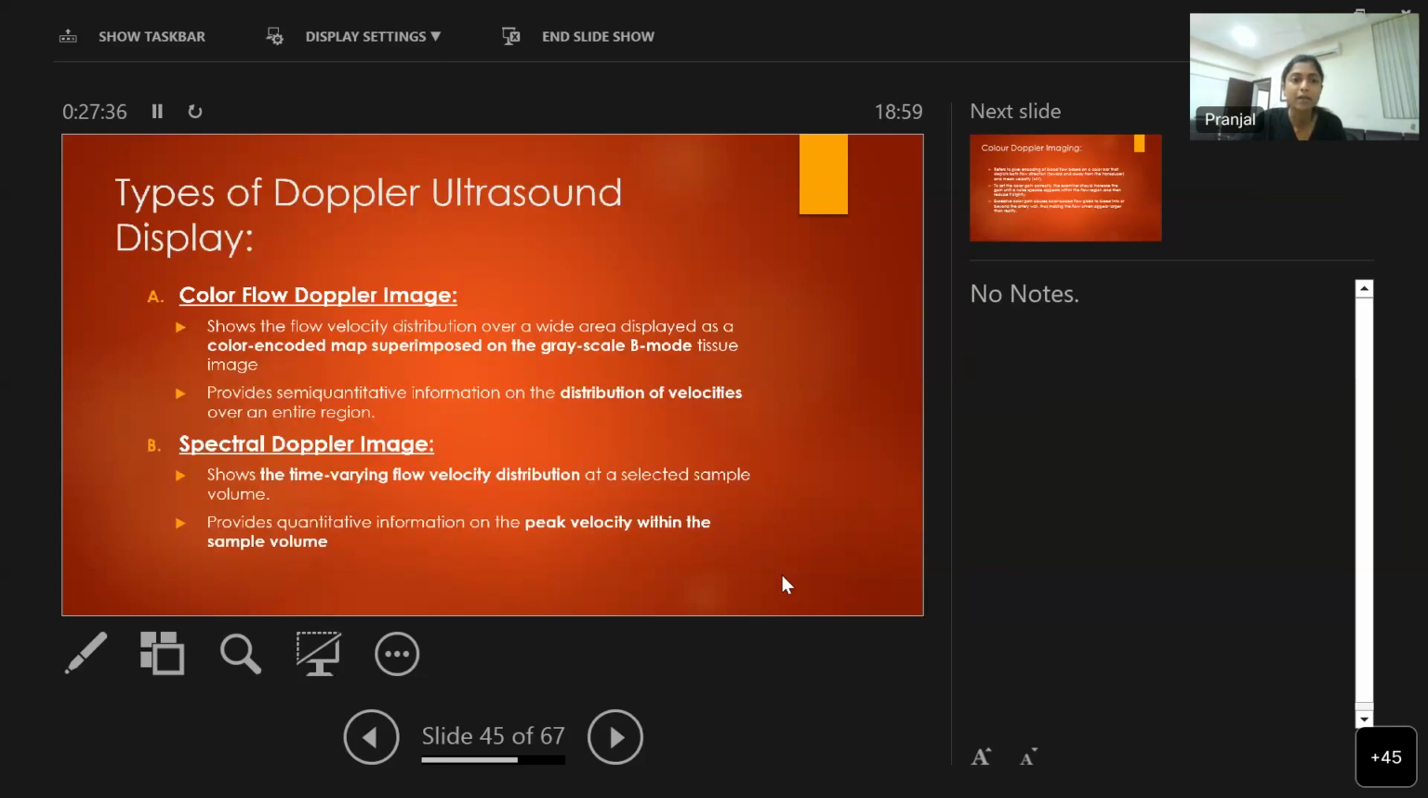The types of Doppler ultrasound display are color flow Doppler image and a spectral flow image. Color flow Doppler image shows the flow velocity distribution over a wide area displayed as color encoded map superimposed in a grayscale B mode tissue imaging. It provides semi-quantitative information on the distribution of the velocities over the entire region. A spectral Doppler image shows the time-varying flow velocity distribution at a selected sample volume, and it provides quantitative information on the peak velocity within the sample volume.